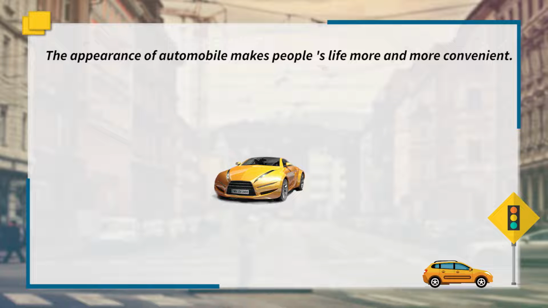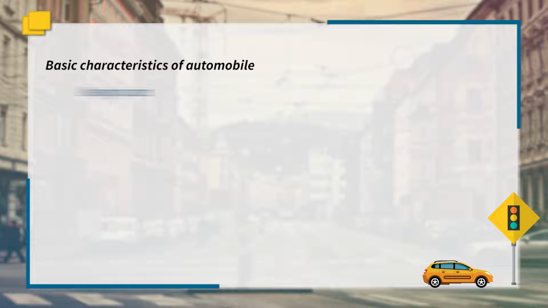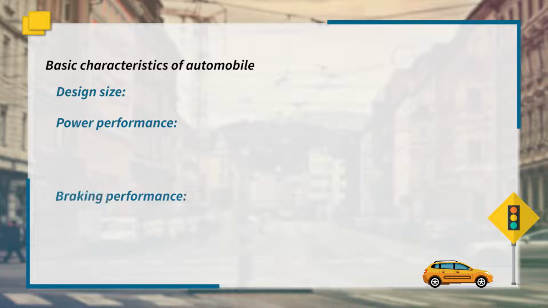The private cars can reduce geographic constraints. Travelers are more free from their schedules. The basic features of automobile include design size, power performance, and braking performance.